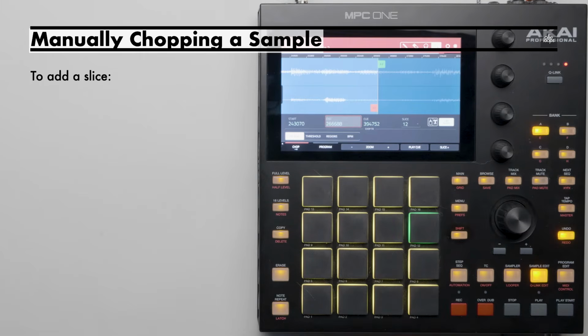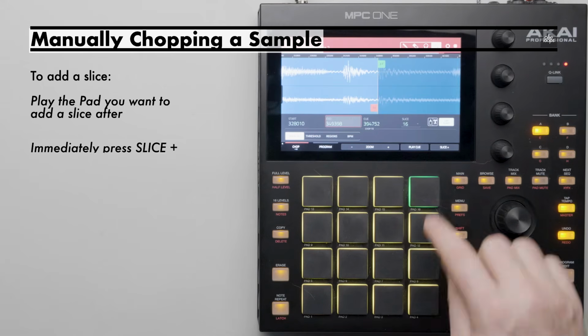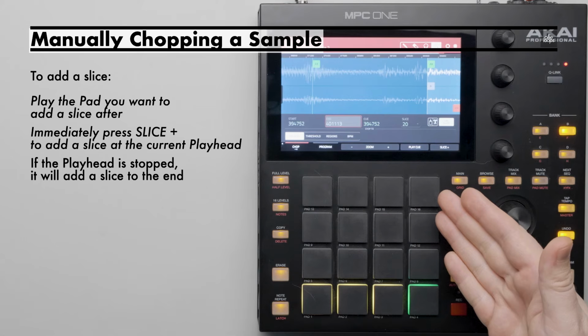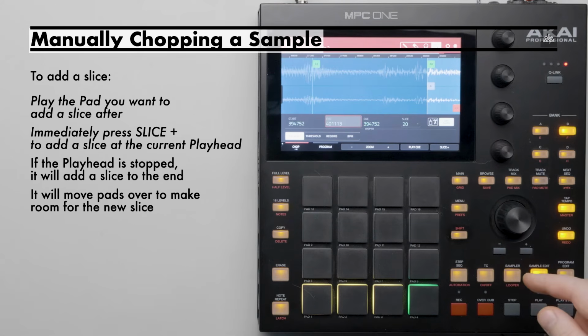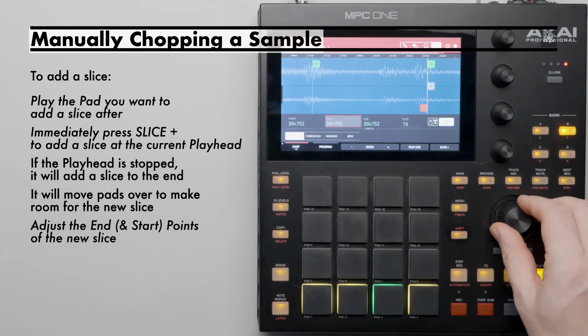Let's say you forgot to hit a pad and want to add a slice. Play the pad you want to divide into two and then press the Slice Plus button on the display. It will add a slice wherever you press the button during playback. It will also move the subsequent pads over one pad to make room for the new slice. And you can use the Trim Endpoint method to adjust the timing of these pads.